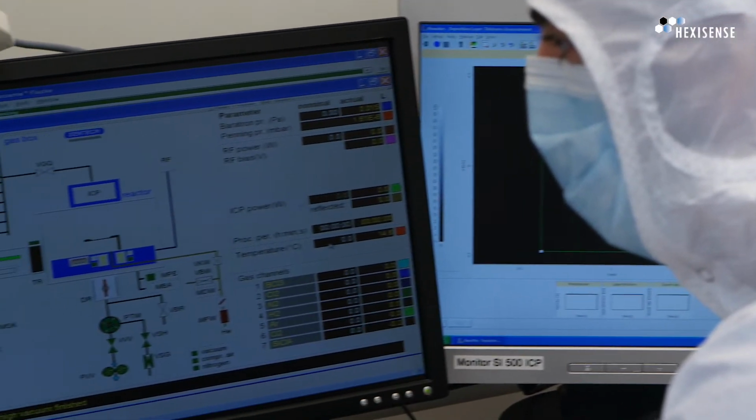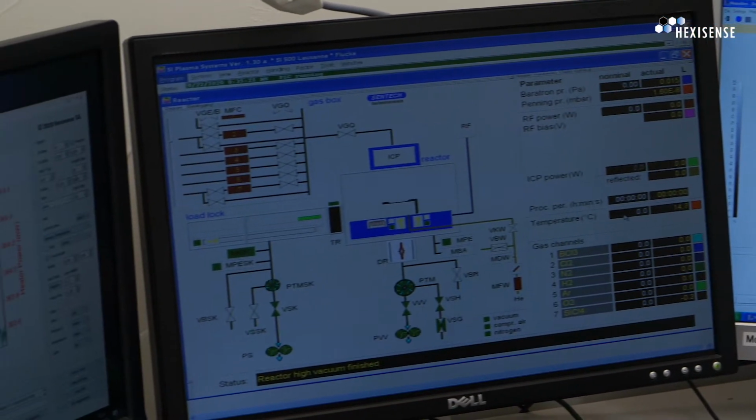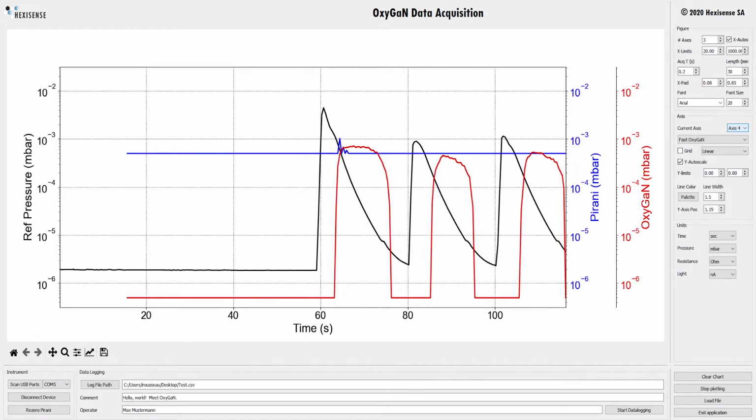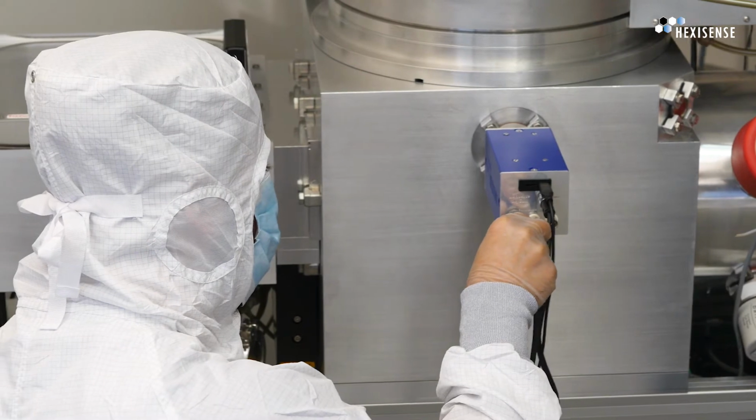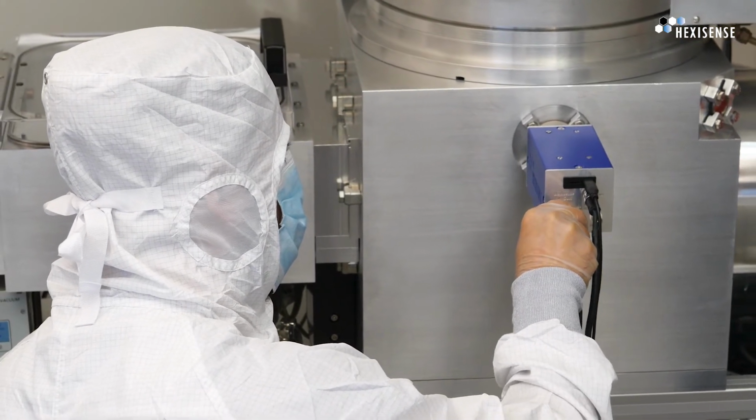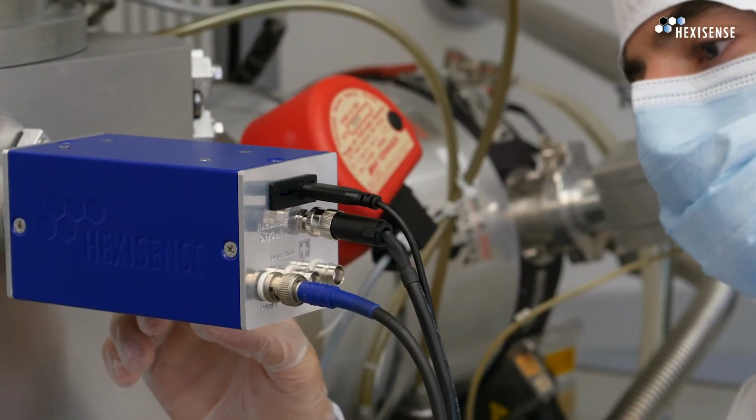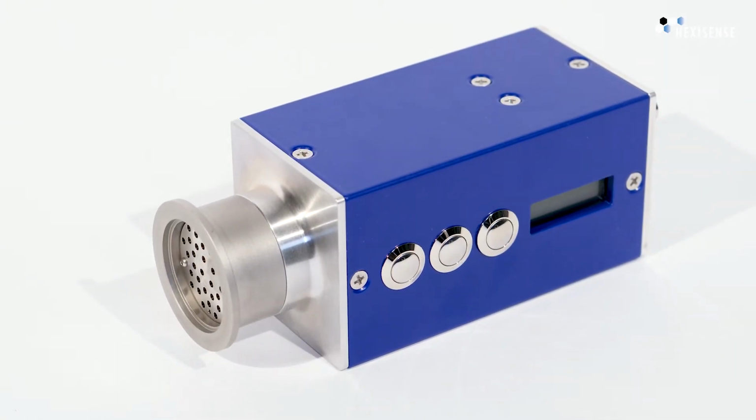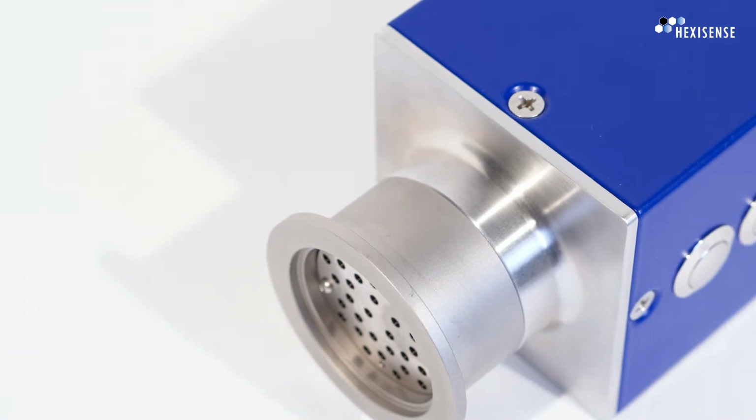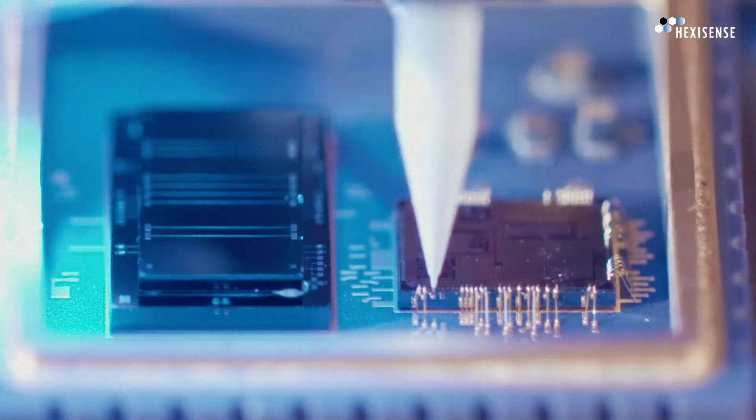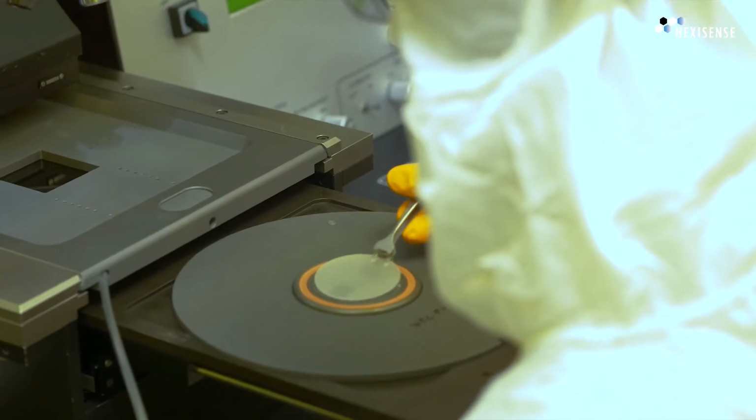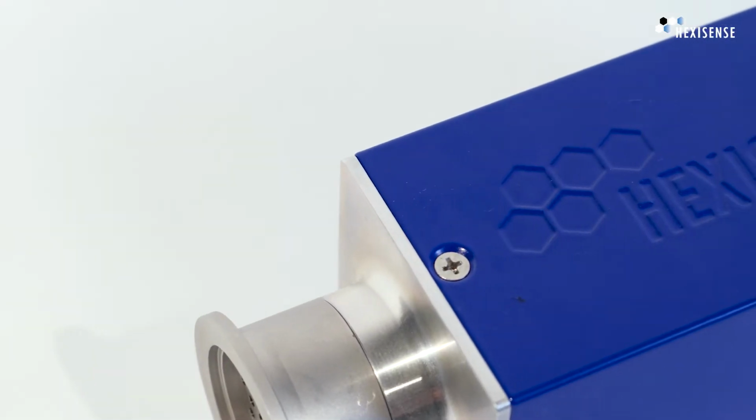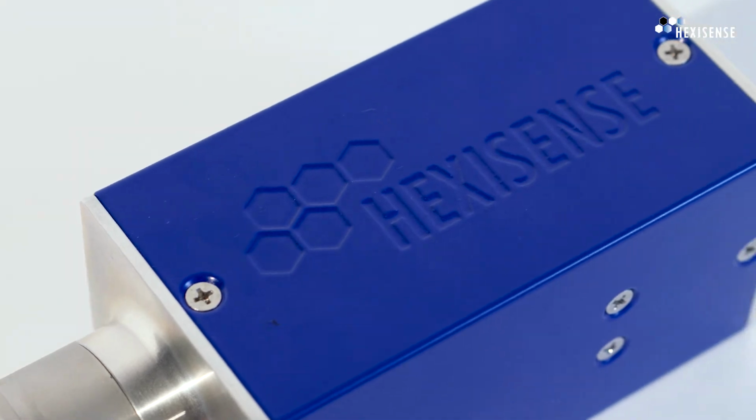Together, the oxygen and pressure readings can also quantify water vapor levels, detect process endpoints, and verify the purity of process gases. Unlike conventional residual gas analyzers that are based on mass spectrometry, OxyGaN works over a wide pressure range from high to rough vacuum, making OxyGaN the ideal choice for applications ranging from semiconductors to thin film coatings to freeze-drying to food packaging. OxyGaN is a drop-in replacement for a pressure gauge.